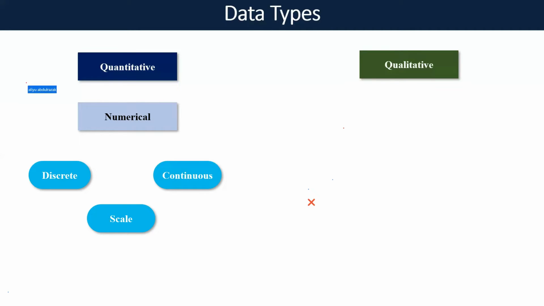And sometimes, let me say this, in some programming languages, you hear quantitative data, they call it integer. And especially for the discrete, they call it integer. And for the continuous, they call it float data type. So you can hear integer data type, and you can also hear float data type in many programming languages. So that's how they call it. So please understand all this.